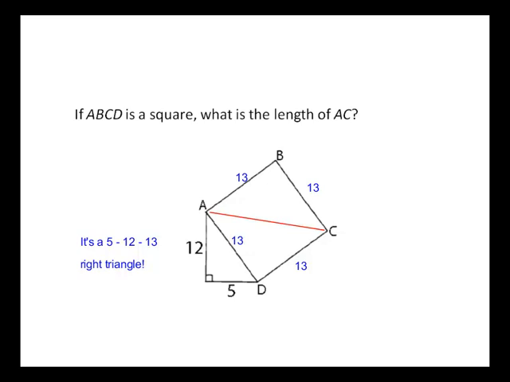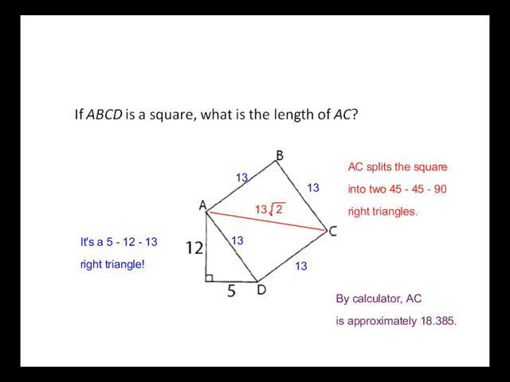And of course, if that's a square, all 4 sides have a length of 13. And we can turn our attention to AC. Here's where another rule about squares comes in handy, squares and triangles. When you split a square diagonally, you get 2 45, 45, 90 triangles.